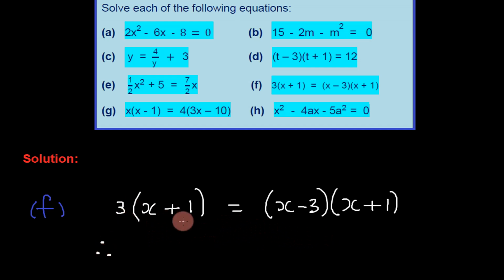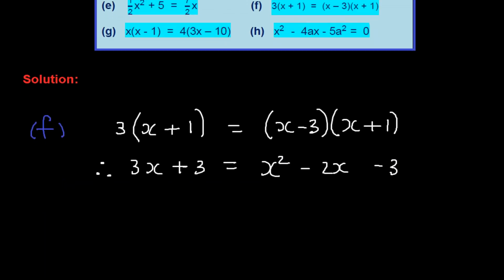So on the left-hand side, we can multiply the 3 into the brackets. And in multiplying out the right-hand side, x times x is x squared. Negative 3 times positive 1 is negative 3. Then the middle term, negative 3x plus 1x is negative 2x. Now we can bring all the terms to the one side. I'm going to bring the left-hand side here to the right-hand side terms.